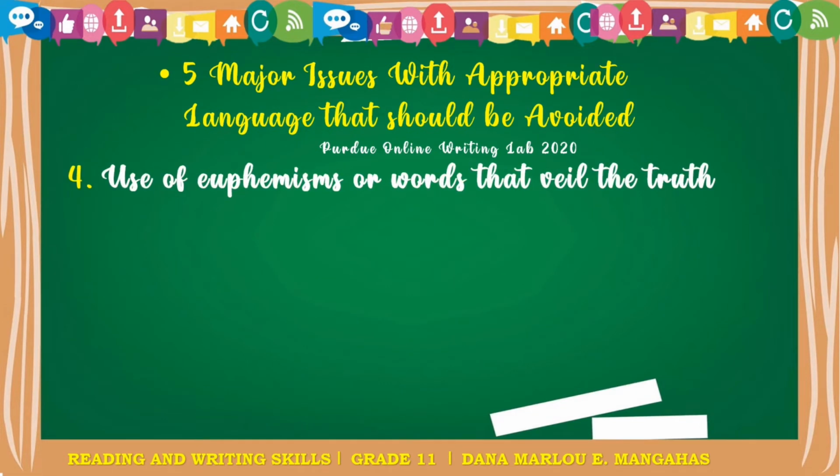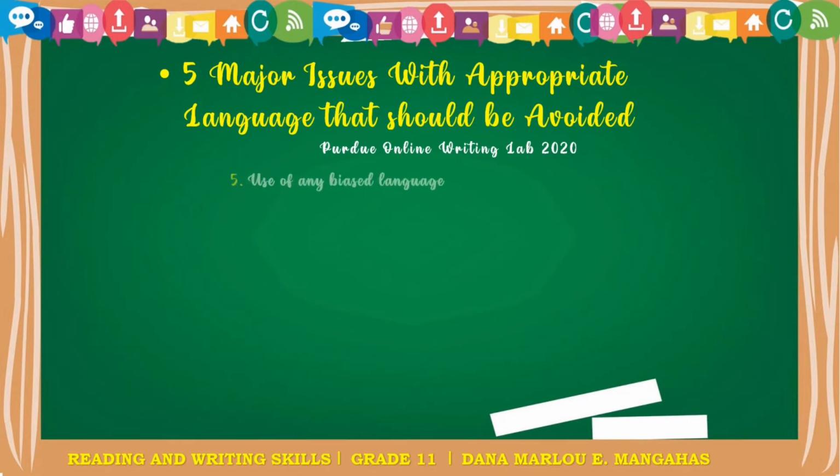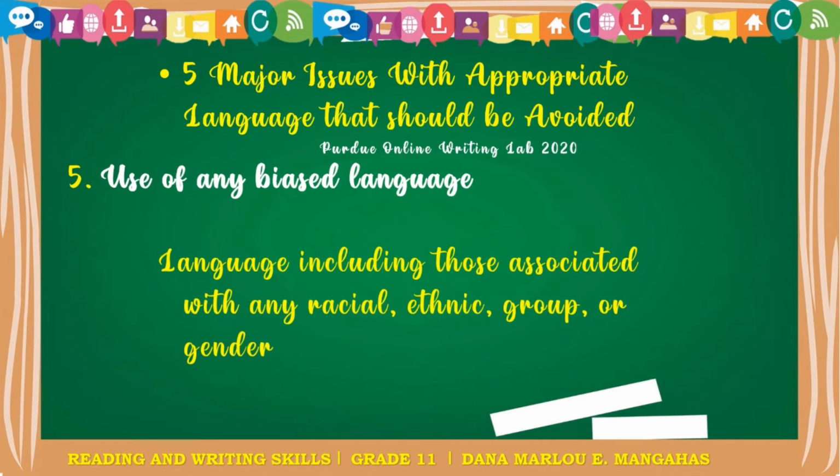Fourth, euphemism or words that veil the truth shall also be avoided, examples of which are visually challenged for someone who is short, passed away instead of died. Fifth, avoid using biased language, including those associated with any racial, ethnic group, or gender.